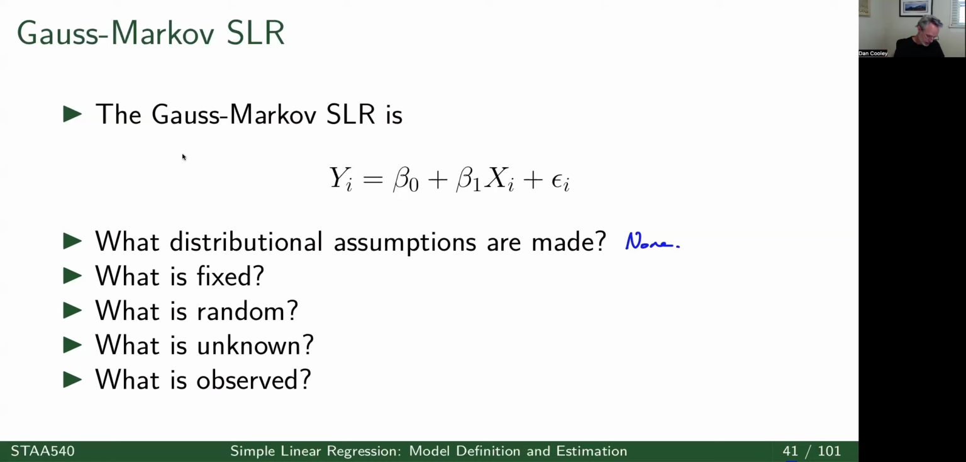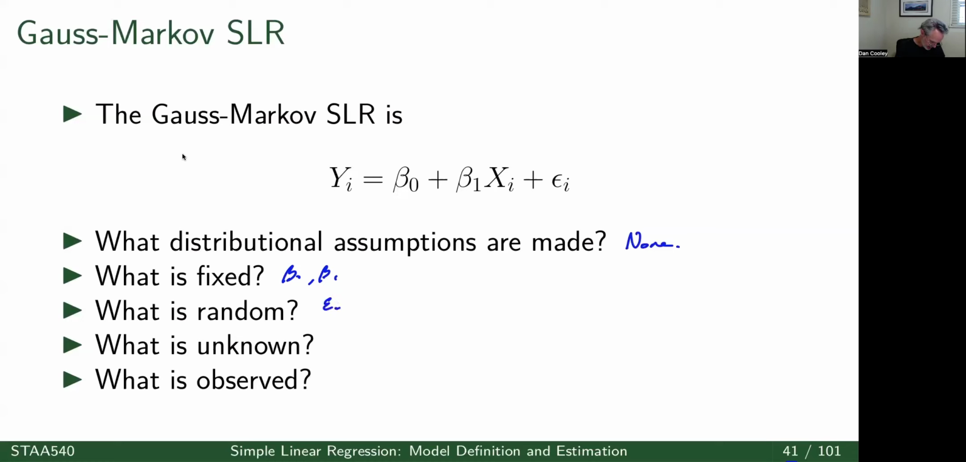So get used to those equivalent terms. What is fixed? Well, beta naught is fixed, beta 1 is fixed. We don't know them as statisticians, but we are assuming that there are true values out there and they are non-random.